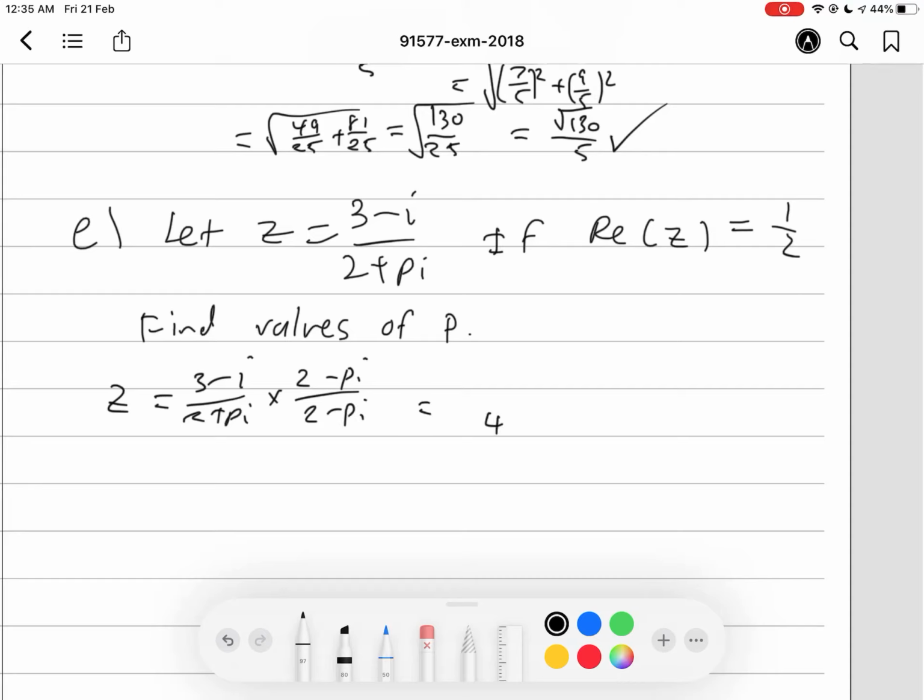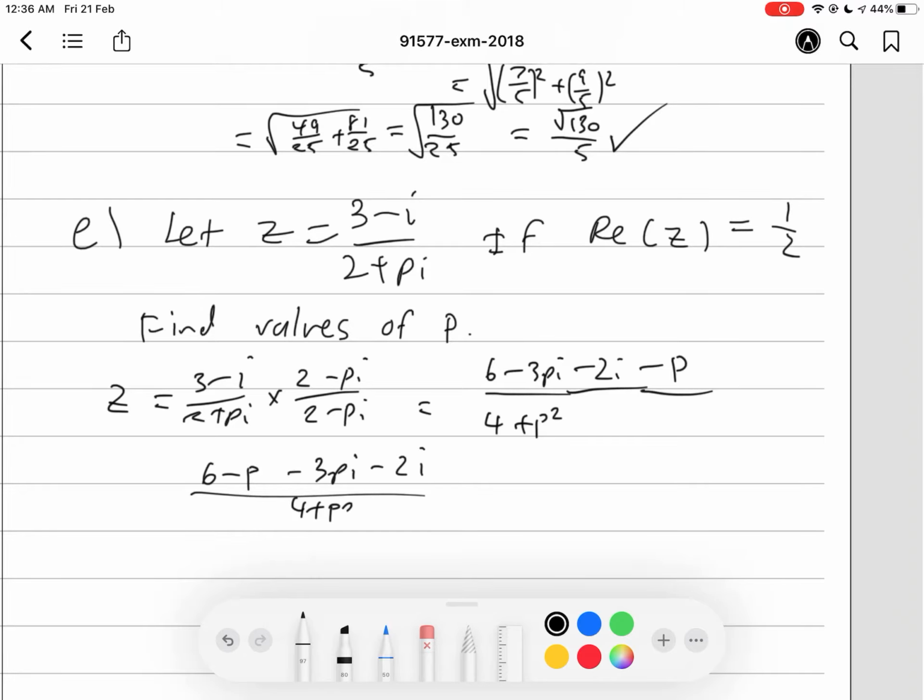So if z equals 3 minus i over 2 plus pi, multiplied by 2 minus pi over 2 minus pi. So this equals 2 times 2 is 4, p times negative p times i times i becomes negative p squared i squared. I squared is negative 1, so it becomes positive p squared. 3 times 2 is 6 on the numerator. 3 times negative pi is negative 3pi. Minus i times 2 is minus 2i. And then we have negative i times negative pi, which becomes positive pi squared, which becomes negative p. So we have 6 minus p minus 3pi minus 2i over 4 plus p squared.